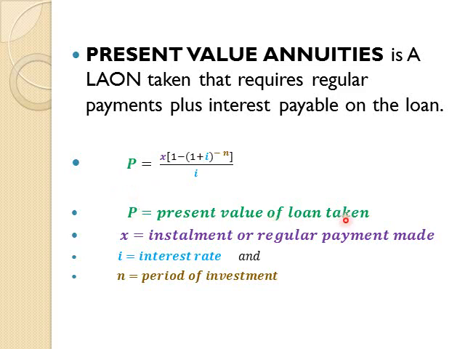P is the present value of the loan taken. X is my installment or regular payments made. i is the interest rate, and by now you should know n is the period of investment, and very important, it's negative for present value annuity.